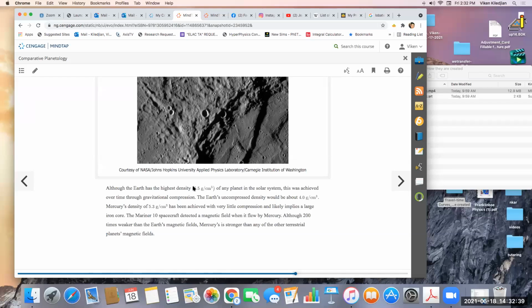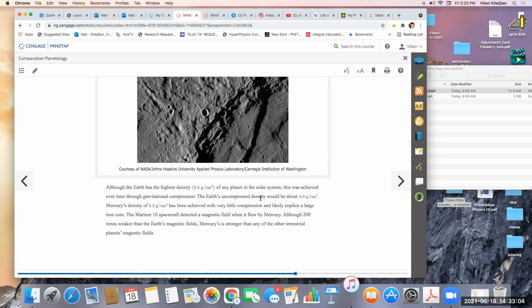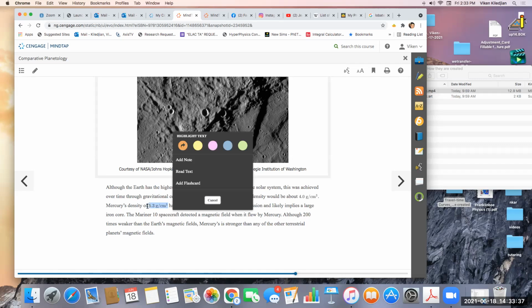So it says, although the Earth has the highest density, remember it was 5.5, this was achieved over time through gravitational compression. The Earth's uncompressed density would be about 4 grams per cubic centimeter. Remember, when you compress something, that also tends to increase its density because you're squishing it into a smaller size. So if the Earth wasn't compressed due to its gravity, it would have a density of 4 grams per cubic centimeter. Mercury's density of 5.3 has been achieved with very little compression, and likely implies a large iron core. So Mercury's density is more pure density without compression, because since it's small, it doesn't have as much gravity as the Earth, so it's not being compressed due to gravity as much. So the fact that Mercury's density is 5.3 is more real.